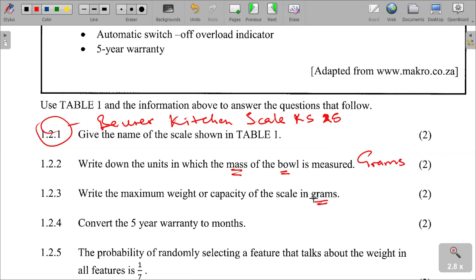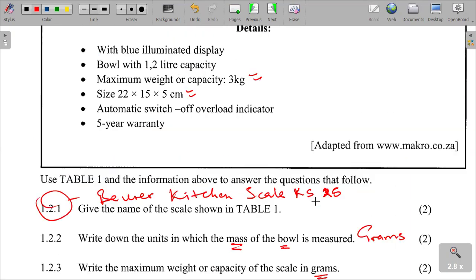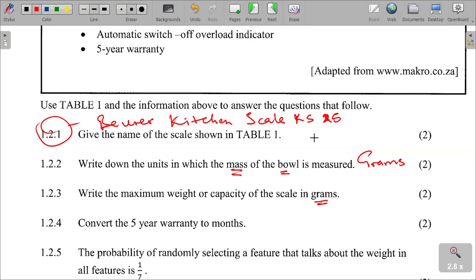So what is given there? It is 3 kgs. The maximum weight of the scale, class, is given as 3 kgs, but the answer is needed in grams. So what is supposed to happen here is that the maximum weight or capacity of the scale is supposed to be 3 times what?